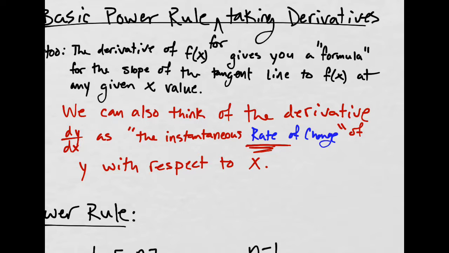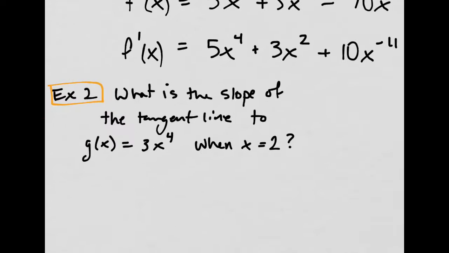The derivative of a function gives you a formula for the slope of the tangent line. If I had a formula, then you could take that formula and plug in a 2, and then you get the slope.